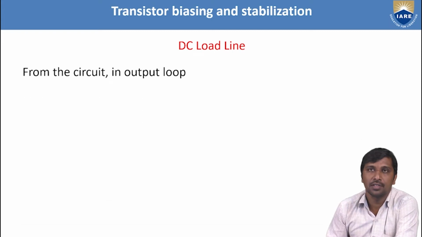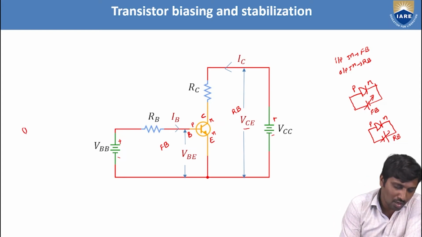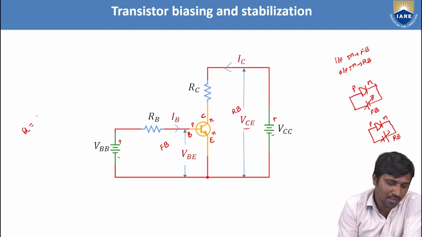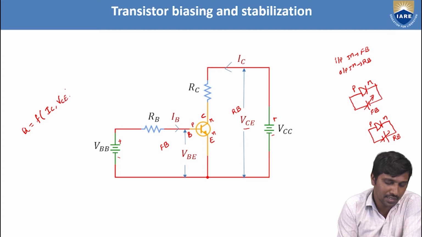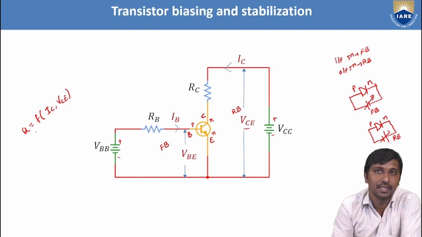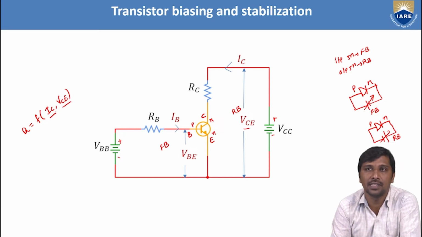So from the given circuit, I'm going to find out the Q point. The operating point is also called the Q point. The Q point is a function of your collector current and output voltage. In this case, the output voltage is represented as VCE and the output current is represented as IC. So in general, the operating point is a function of the output current and output voltage. From this given circuit, the output current is the collector current and the output voltage is VCE.